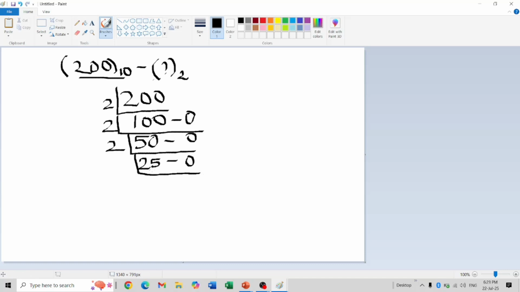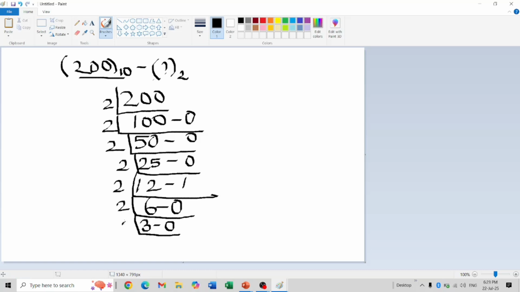Again the same you are going to do for 2. Then what is the answer here? 12 2s are 24. Next 25 minus 24, what is the remainder? 1 is the remainder. Again 2. 6 2s are 12. Then any remainder? Remainder is 0. Next 2. 3 2s are 6. It is completely divisible? Yes. Next, what is the next one? 2. So 1 2 is 2. Now 0 is the remainder.